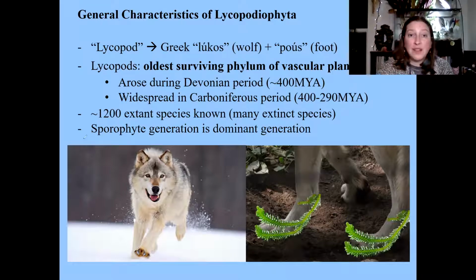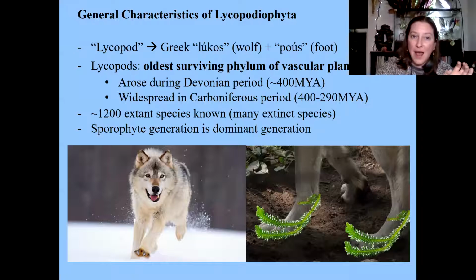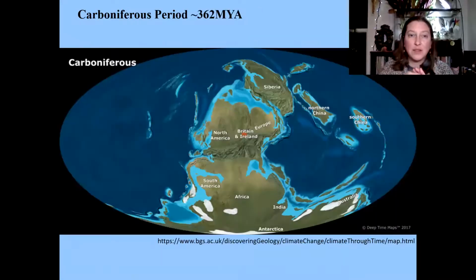And of course, because we're in the vascular plants, we know that the sporophyte generation is the dominant generation. We should know that already by now, right? Okay, wolffoot. So Carboniferous period, I guess we'll talk about it now a little bit instead of later in the class. So what was that?